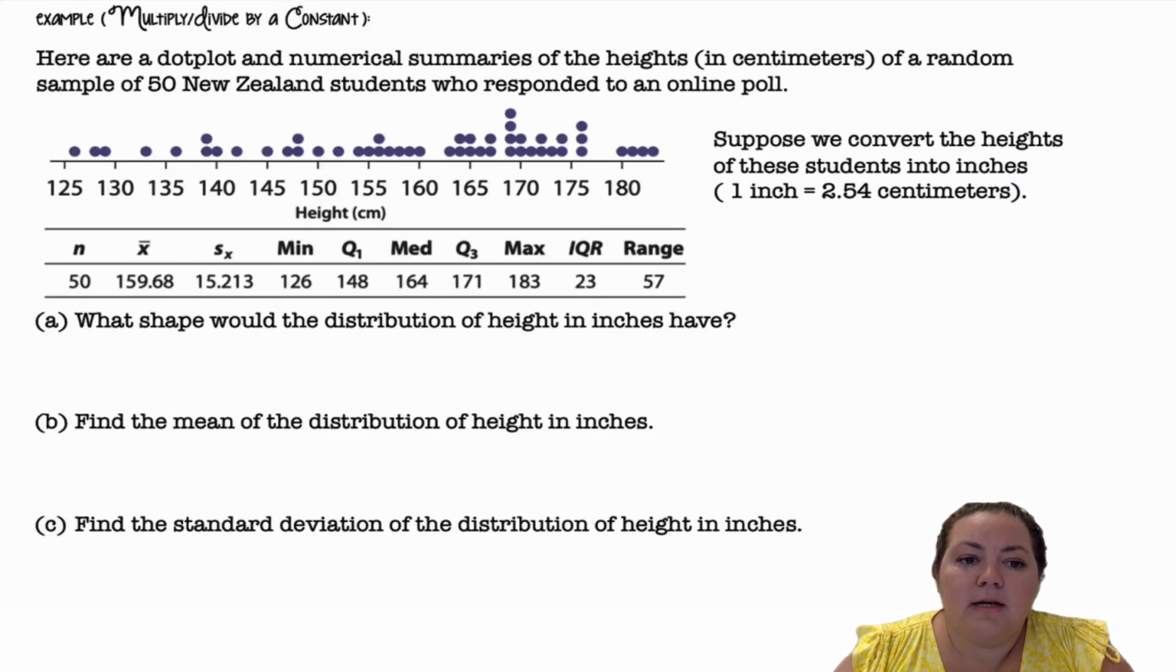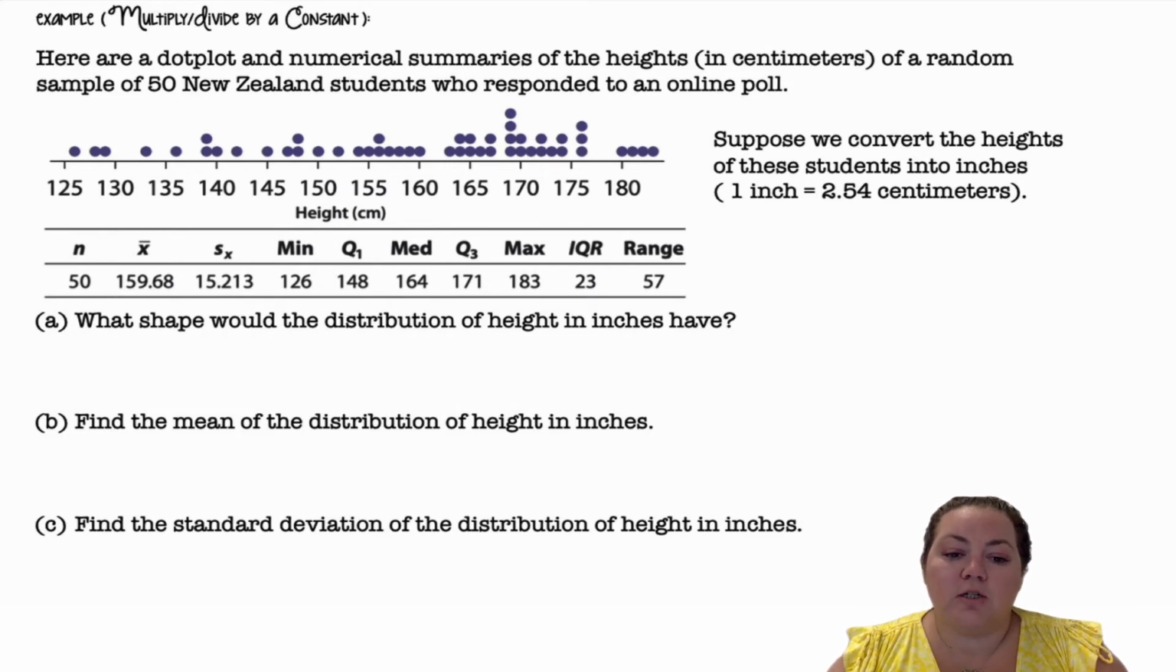All right. Multiplying or dividing by a constant. Here are a dot plot and numerical summaries of heights in centimeters for a random sample of 50 New Zealand students who responded to an online poll. Suppose we convert the heights of these students to inches. So remember that 1 inch is equal to 2.54 centimeters. I have the heights in centimeters, and I have the summary statistics for centimeters. What shape would the distribution of heights in inches have?